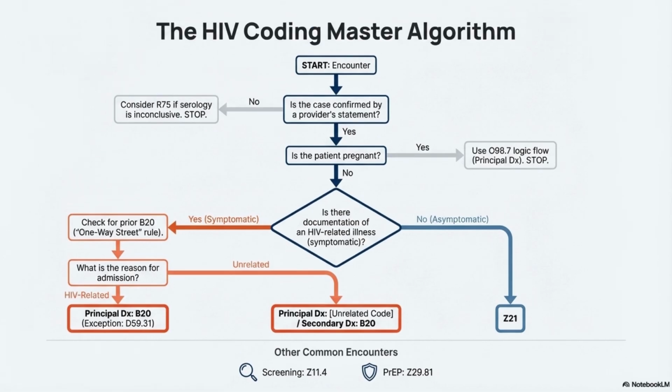This algorithm ties everything together. 1. Confirm the diagnosis. 2. Determine clinical status, B20 or Z21. 3. Identify the reason for the encounter to determine sequencing. 4. Apply special rules like pregnancy or the one-way street rule.